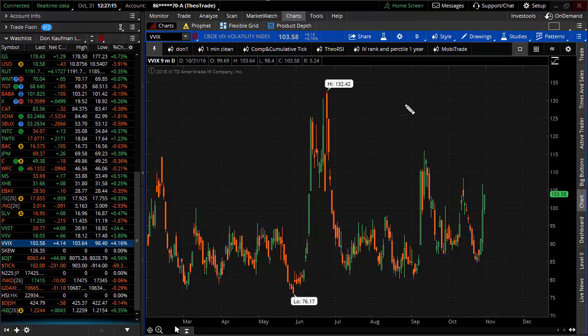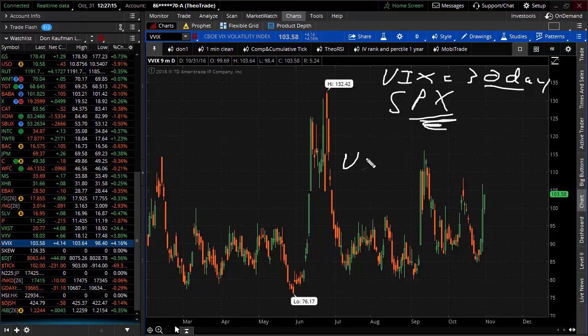So we're looking here, and the VIX, what is the VIX? The VIX happens to be 30-day vol of the SPX. That's what the VIX is. It's a 30-day average vol of the SPX. So then what's the VVIX? Well, the VVIX happens to be 30-day vol of the VIX product itself.